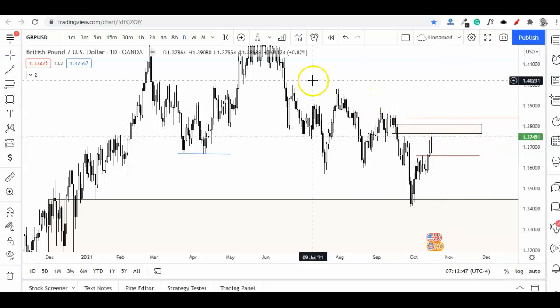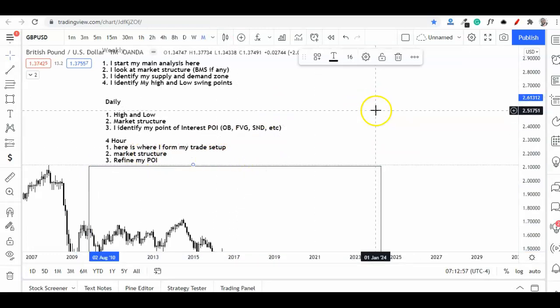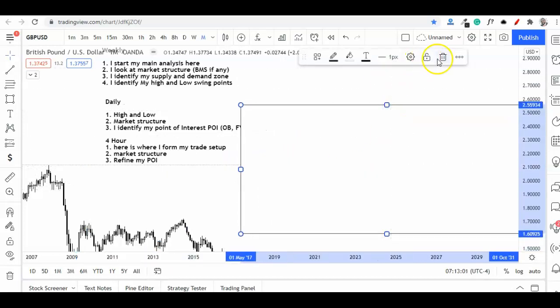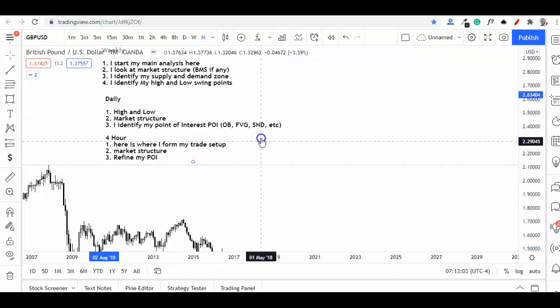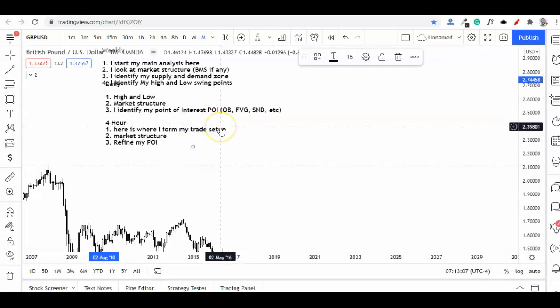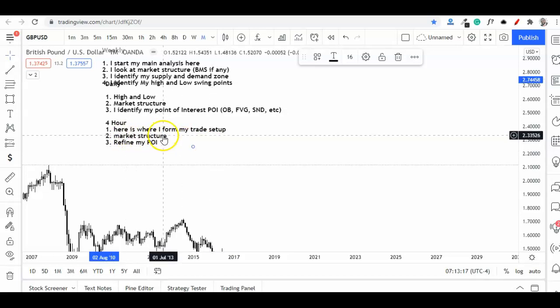So what I will do is go to the hourly. Now what I do with the 4-hour chart is simple. In the 4-hour chart, this is where I generate my trade setup. This is where I put together my trade setup and I'm ready to pull the trigger once I see an opportunity. I also look at market structure.